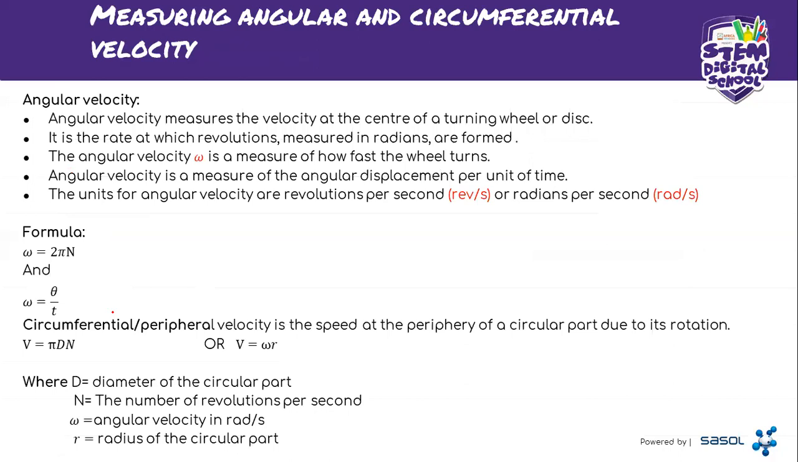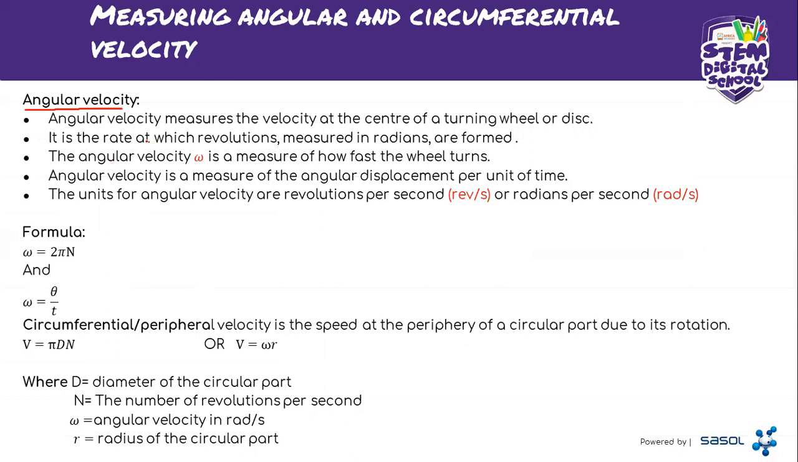Now we'll be focusing on measuring the angular and the circumferential velocity. We are going to be calculating angular and circumferential velocity. Now let us understand what this angular velocity is. They are saying that angular velocity measures the velocity at the center of a turning wheel or a disc.